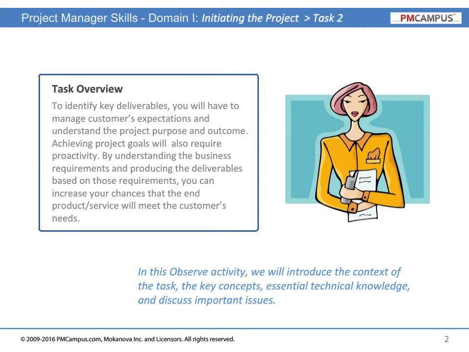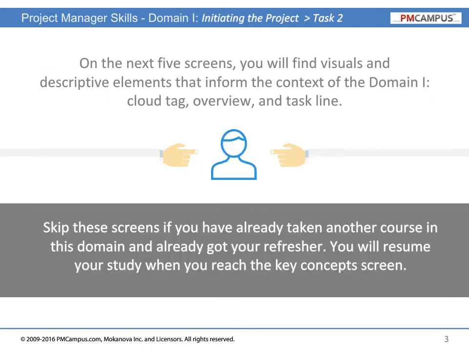In this observe activity, we will introduce the context of the task, the key concepts, essential technical knowledge, and discuss important issues. On the next 5 screens, you will find visuals and descriptive elements that inform the context of the Domain 1. Cloud Tag, Overview, and Task Line. Skip these screens if you have already taken another course in this domain and already got your refresher. You will resume your study when you reach the Key Concepts screen.